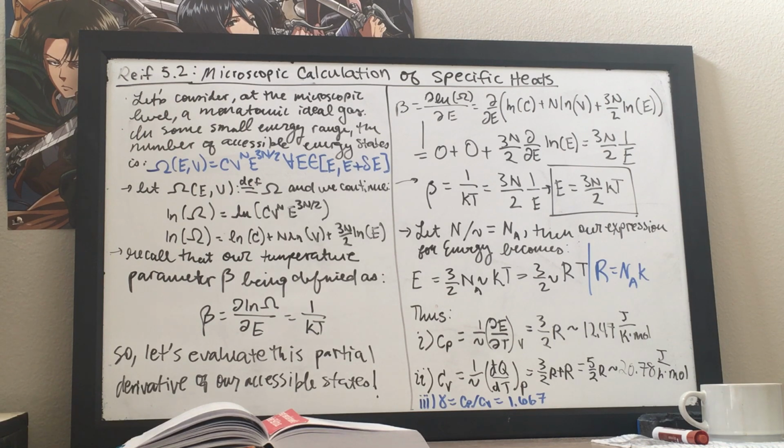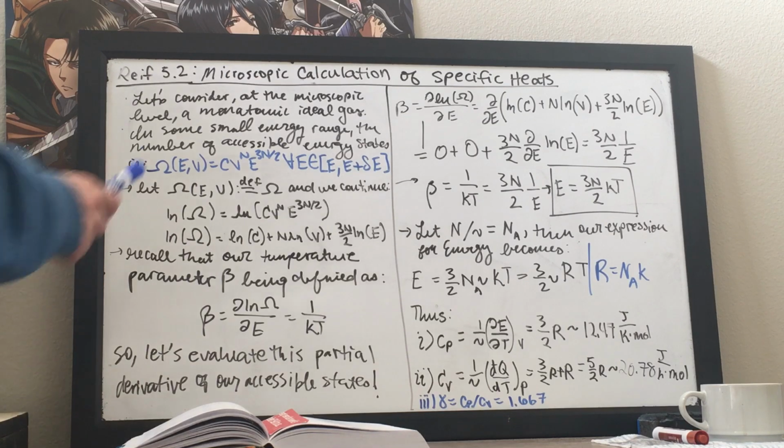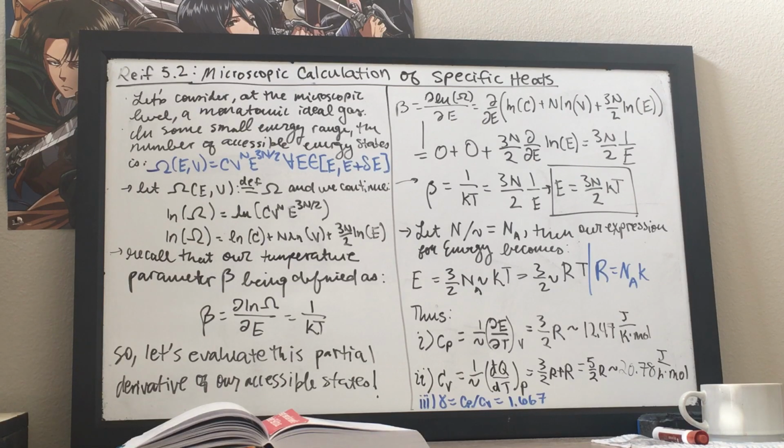It is from these microscopic evaluations that we can relate our macroscopic quantities to something like the number of available states to our system within some sort of permissible energy range. And he begins by actually just starting out with our definition of the number of available states for any monatomic particle in some sort of accessible energy range between E and E plus delta E.